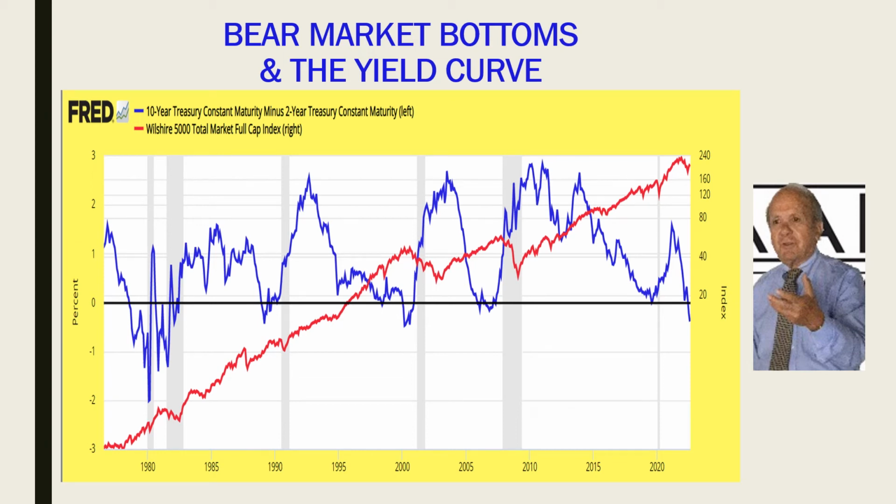This chart shows two graphs. This is the stock market, and this is the yield curve taken as a difference between the long-term interest rates minus short-term interest rates. So this is positive, which means the yield curve is steep, is normal yield curve.